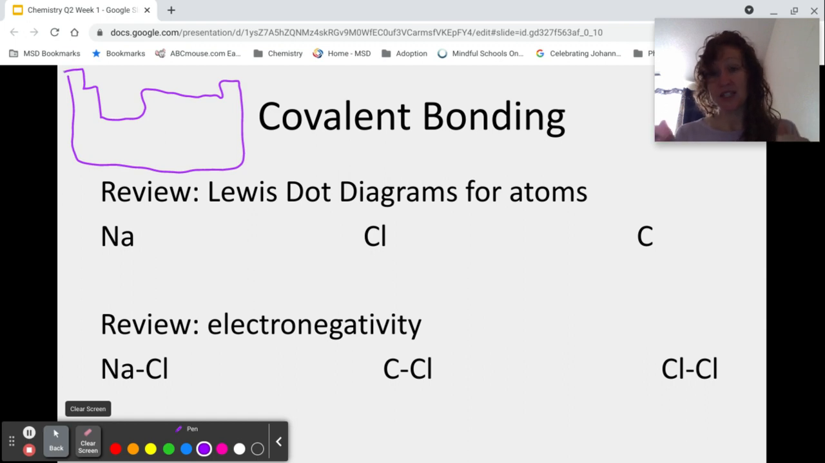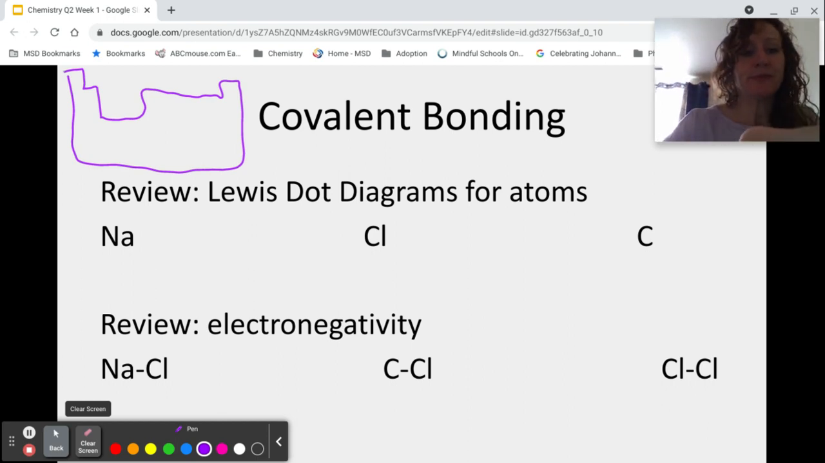All of this information is contained there. And as you use it, it's going to become easier and easier to use. You're going to become more and more skilled at using a periodic table. Okay, so let's find sodium and chlorine on a periodic table.